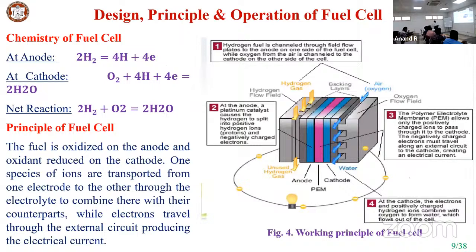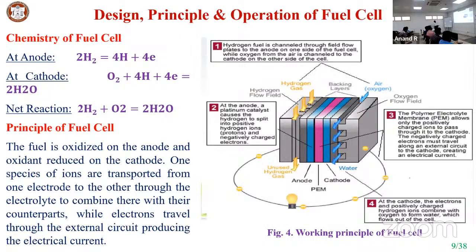So this is the chemistry: how the hydrogen is oxidized into hydrogen ions and electrons, and how the oxygen is reduced into O minus. Then it reacts with the hydrogen that comes from the anode through the electrolyte. It combines with the oxygen at the cathode. The electrons come from the external circuit and also combine at the cathode. Finally, we get the net reaction: hydrogen reacts with oxygen and produces water. The fuel is oxidized on the anode side and oxygen is reduced on the cathode. One species of ion is transported from one electrode to the other through the electrolyte to combine with its counterpart.